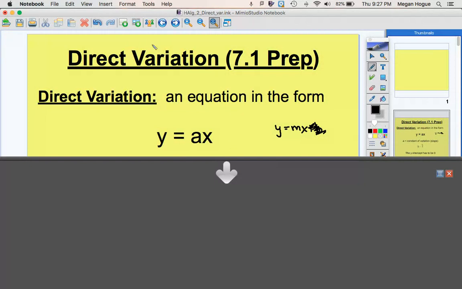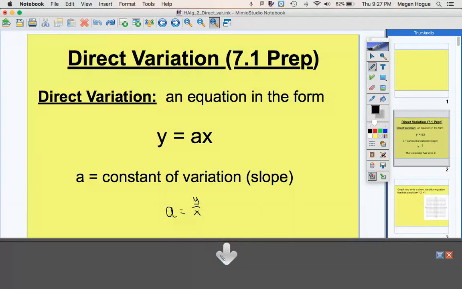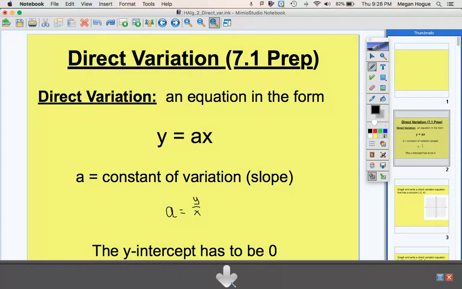Since it's this special form, instead of calling it m, or referring to the slope as m, we have a special name for it. We call it a. The a is the constant of variation. It's the slope when we're talking about it in terms of a linear equation. And to find the a, because it is this special linear equation, we just have to do y divided by x instead of using the slope formula. Technically there is a y-intercept, but the y-intercept is 0. It has to be 0 for these direct variation equations.